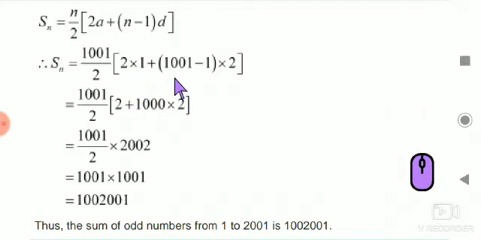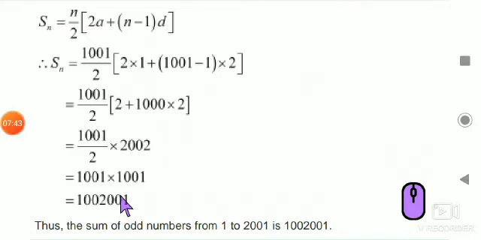2 ones are 2, plus 1001 minus 1 is 1000, into 2. Therefore, the product and the sum give 2002 divided by 2. Once again, it gives 1001 into 1001, that gives 10 lakhs 2001. The sum of odd numbers from 1 to 2001 is 10 lakhs 2001.